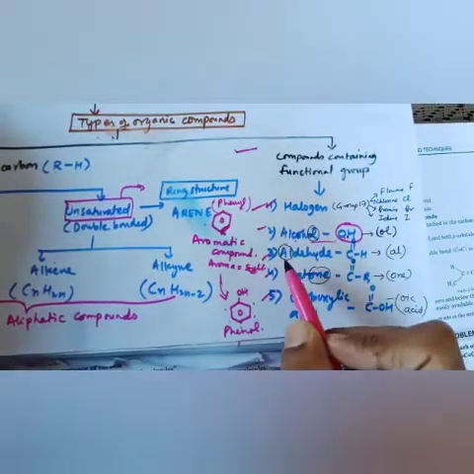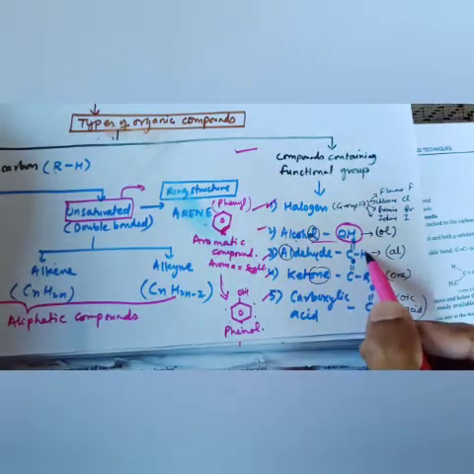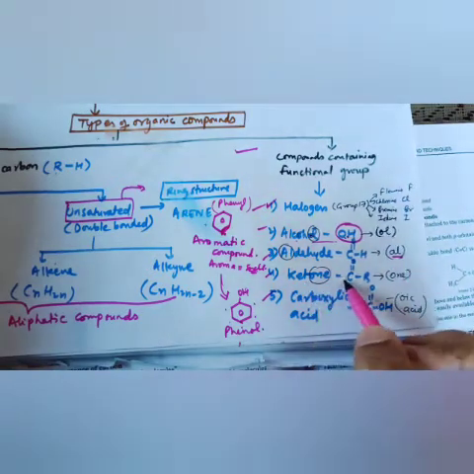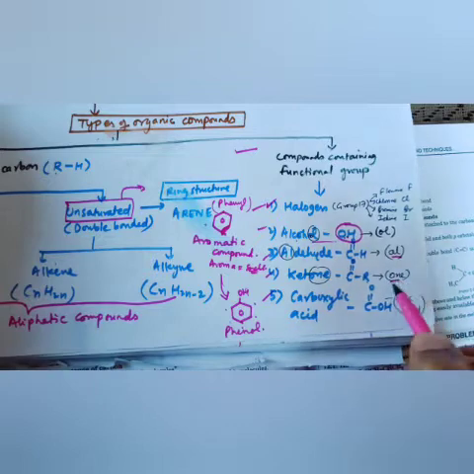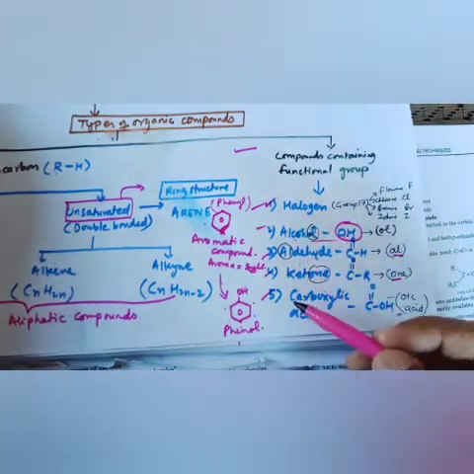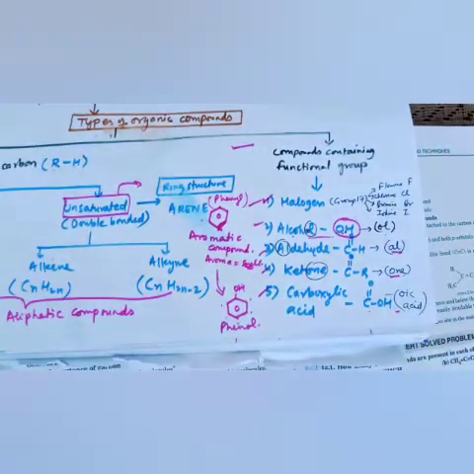Now aldehyde: if aldehyde is attached, CHO is the symbol, the functional group, then we write al. Ketone, C double bond O, with R on both sides. Carboxylic acid, C double bond O, OH, oic acid. So these are the basic 5 functional groups. Some more are there that we will study in hydrocarbon.